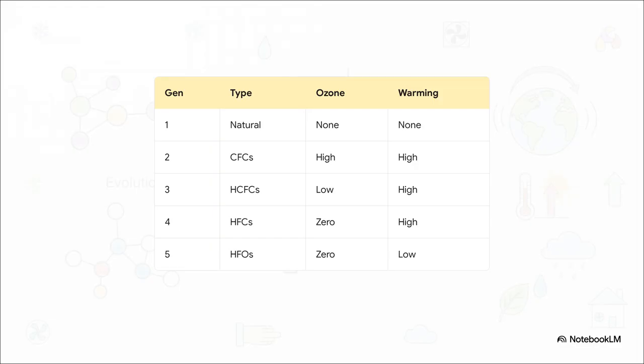As you can see clearly laid out here, our early solutions absolutely cooled our homes, but they accidentally triggered massive environmental issues. Back in the first generation, we used natural stuff like ammonia and CO2. Awesome for the environment, sure, but ammonia is highly toxic, and CO2 required ridiculously high, dangerous pressure. So in the 20th century, we moved to the second generation.